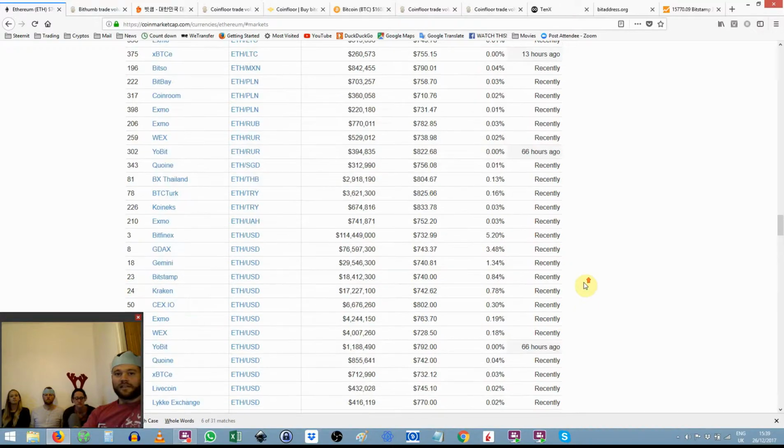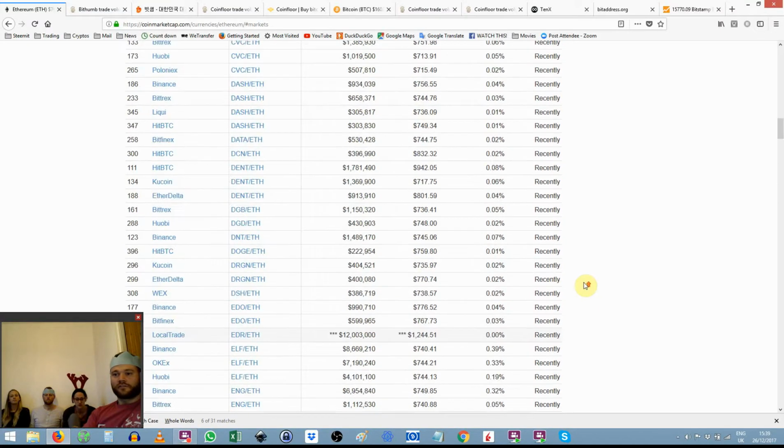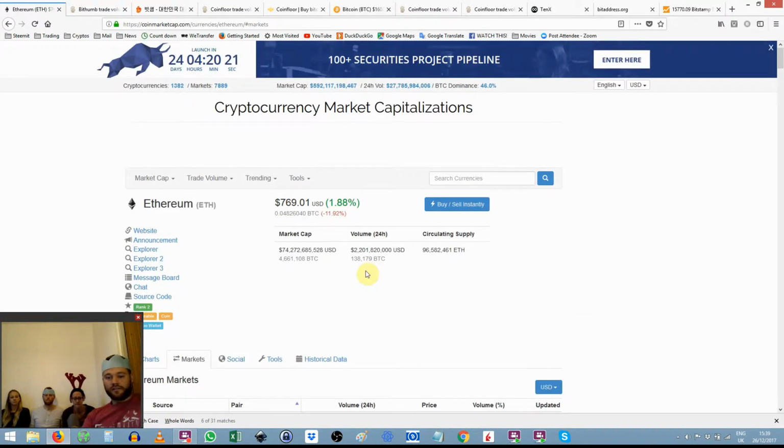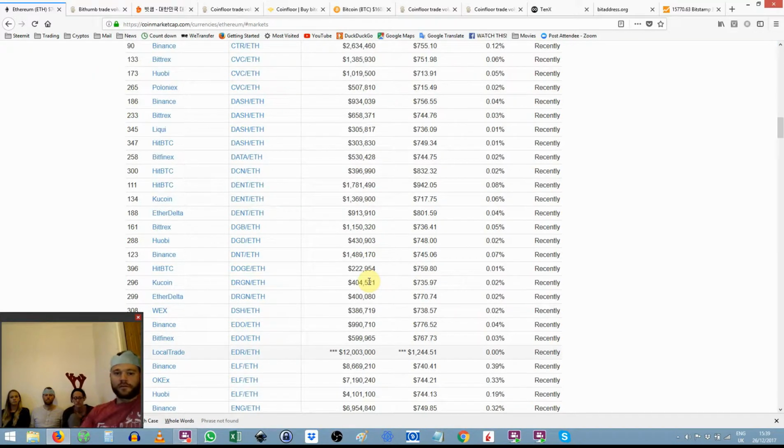Let's have a look for another currency. So if we start at the top and then find GBP, there's no way you can get British pounds directly into Ethereum.